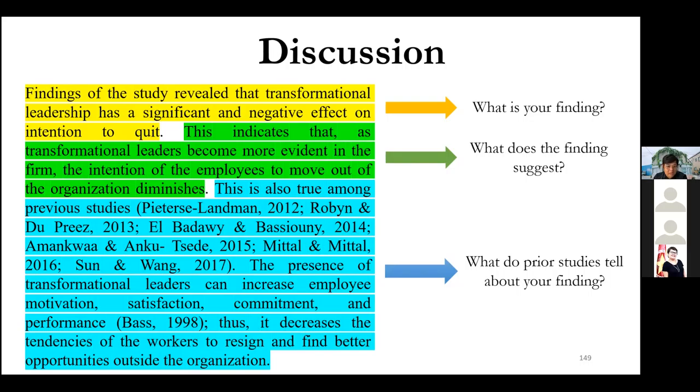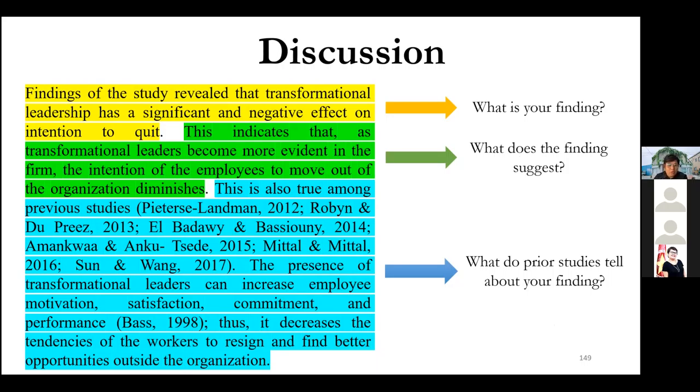Then the succeeding statement should be a discussion of what does the finding suggest. Anong ibig sabihin ng resulta? Okay? And last, you need to identify now what do prior studies tell about your finding. Nagko-contradict ba yan based sa prior studies? Or for example, let's say kapareho yung finding mo ng mga prior studies. Okay? So you need to establish, okay? Or you need to include, okay, literature review again.